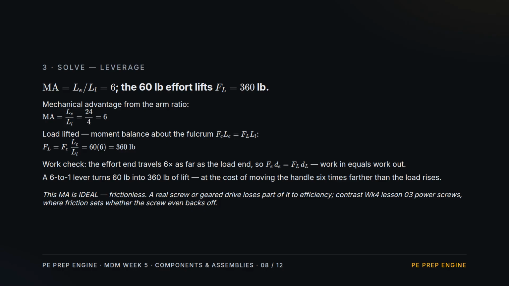Solve. Part 1. Leverage. The mechanical advantage is the arm ratio, 24 over 4, so 6. Moment balance turns the 60 of effort into 6 times that, 360 of lift. The work check confirms it. The handle travels 6 times as far as the load rises, so work in equals work out. This is the ideal frictionless advantage. A real drive gives some of it back to efficiency.